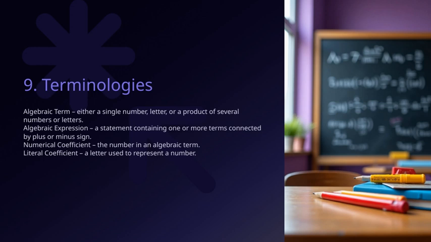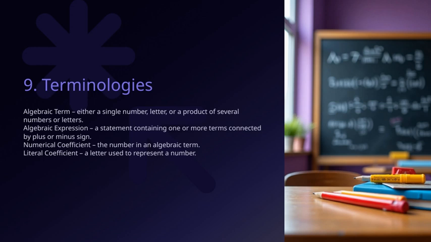Next, we have an algebraic expression. This is essentially a statement that contains one or more of these terms connected by plus or minus signs. It's like a mini equation that shows how different parts relate to each other, but it might not be equal to anything specific yet. Now let's talk about coefficients.